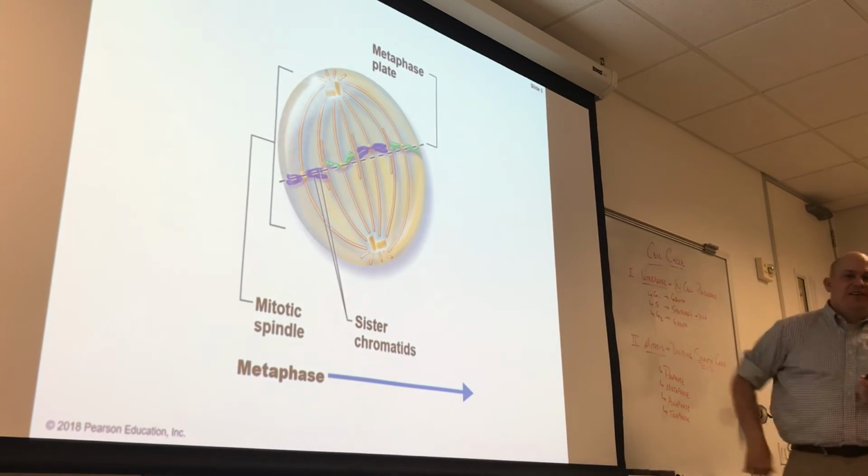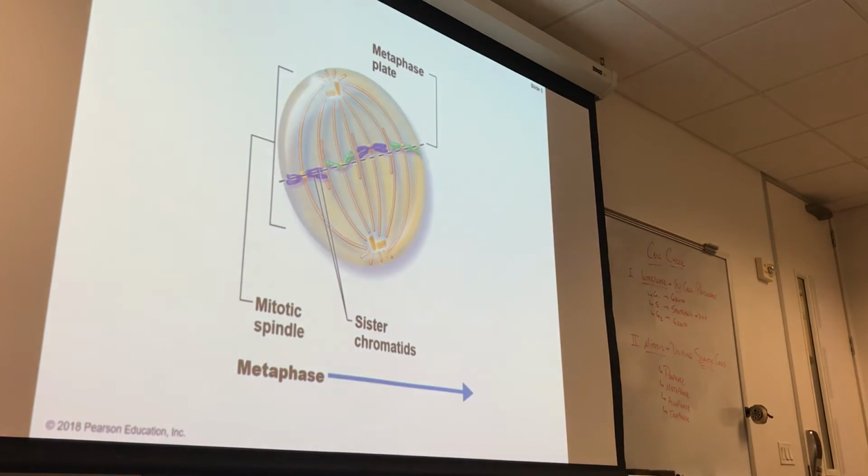This is the easiest phase to see under the microscope. It looks just like a cat's eye. There's a nice little line right down the middle, or a snake's eye.